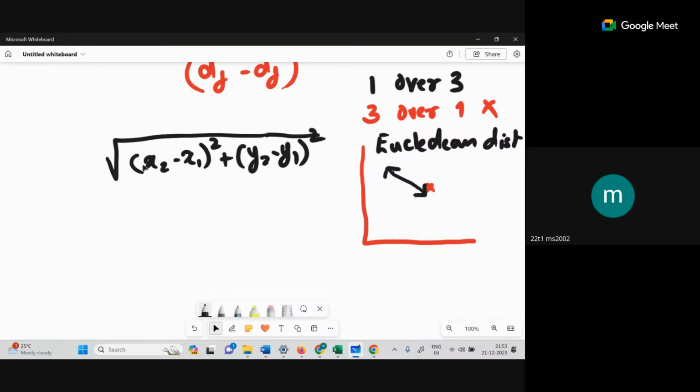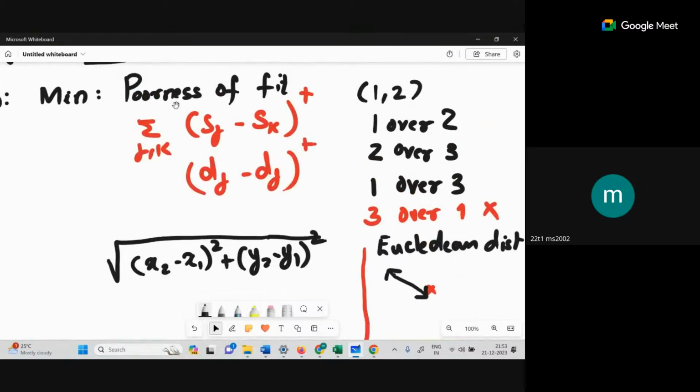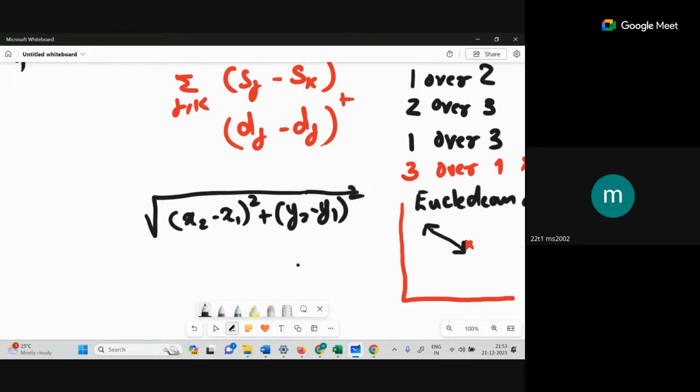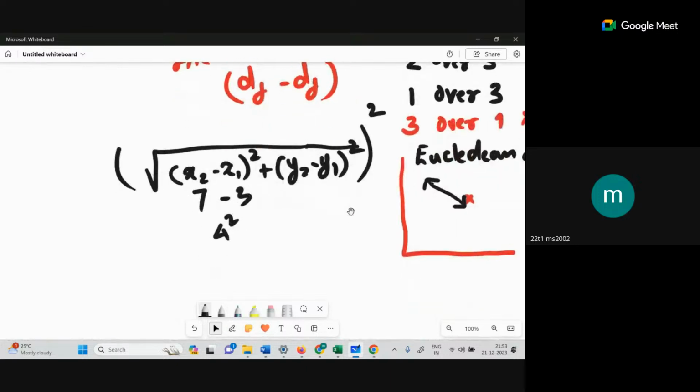So if you are asking to minimize the distance, is it going to be linear? I don't think so. We are not going to have a linear objective function since it is under root. So what you do? You take the square of this. You know x2 and x1. Let's say x2 is 7 and x1 is 3. So 4 squared is 16. Similarly, this is something like 5 minus 2. So 2 squared is 4. So 16 plus 4 is 20.